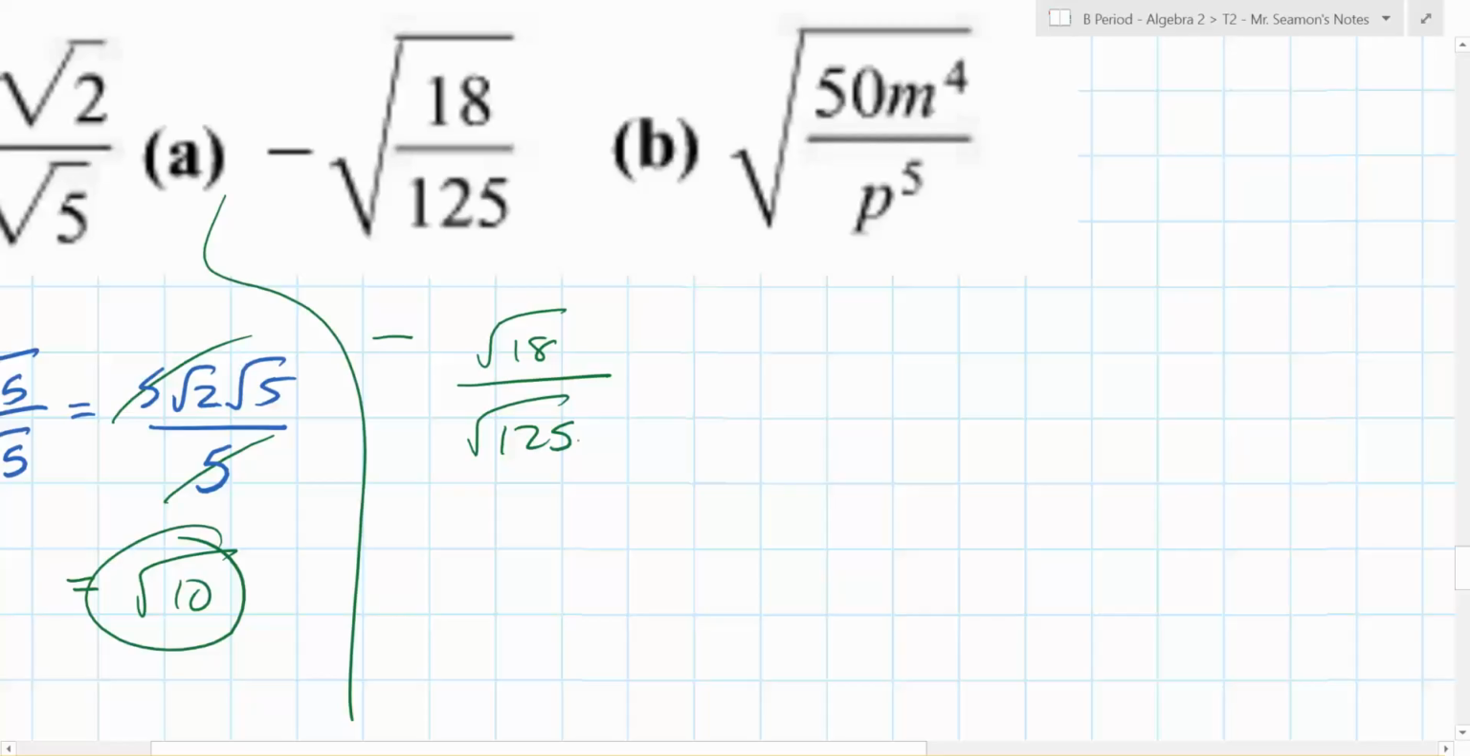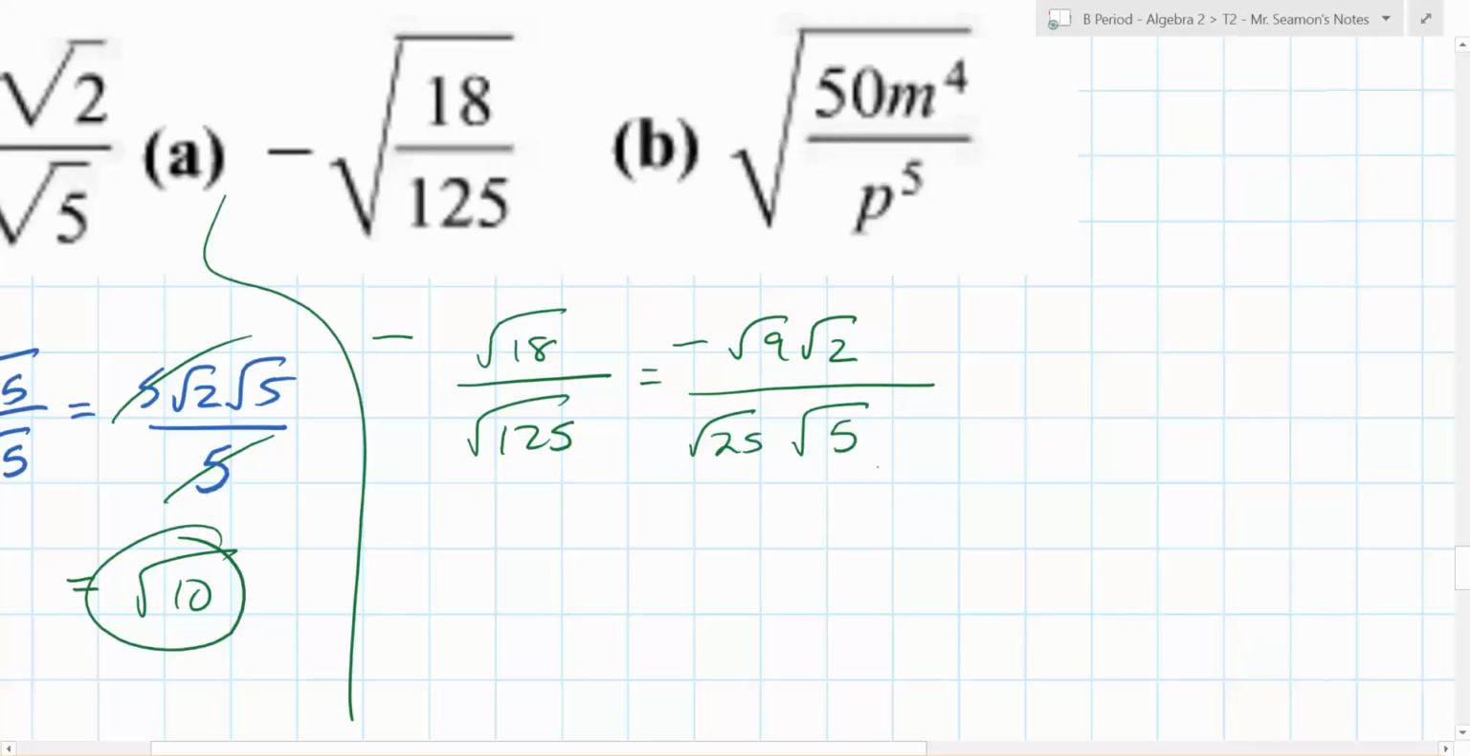Problem 125. What do you think we should do first before we rationalize? What should we do first? Look for square roots. What's 18? That's the square root of 9 times the square root of 2, over... are there any squares in 125? That's the square root of 25 times the square root of 5.